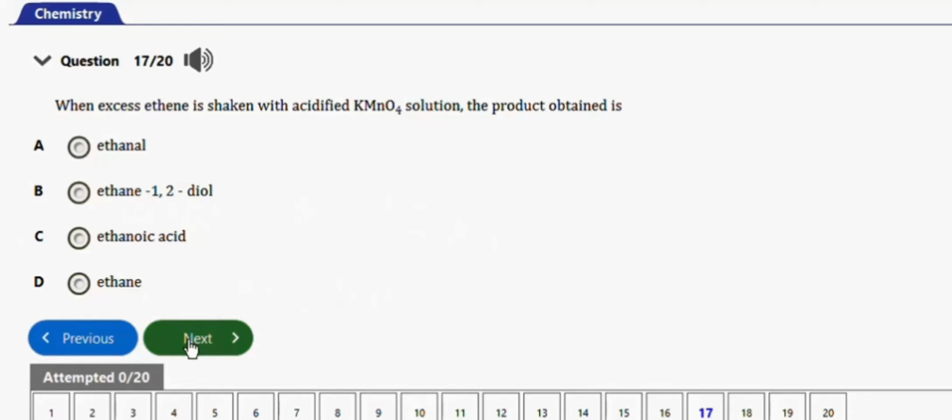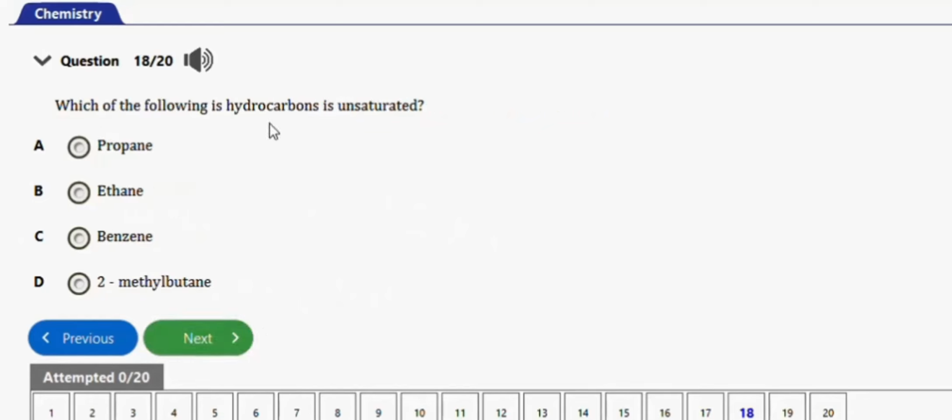The next question of this one, it says which of the following hydrocarbons is unsaturated? So the one that is unsaturated, it won't be propane, it won't be ethane, so it won't be alkane basically, so it will be benzene. Option C. The next question will be this one. It says ethene undergoes mainly addition reaction because it is, so it's obvious, unsaturated. Option C. Take note of this question, guys.